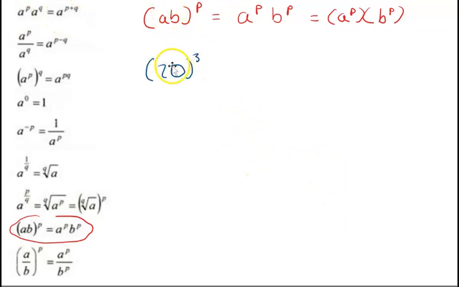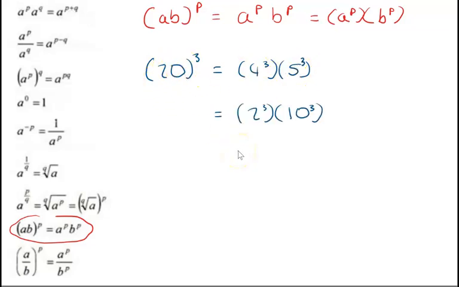So let's say we want to break down 20 to the power of 3 into its factors. We can rewrite that as 4 to the power of 3 multiplied by 5 to the power of 3 because 4 times 5 is 20. Or we could rewrite it as 2 to the power of 3 times 10 to the power of 3 because 2 times 10 is also 20. Or we could rewrite it as 1 to the power of 3 times 20 to the power of 3 because 1 times 20 is 20, and so on.